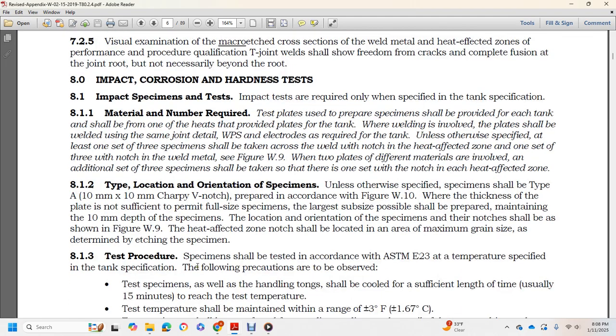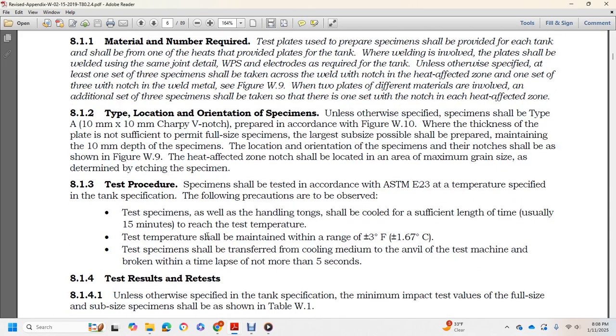Type, location, orientation of specimen. Unless otherwise specified, the specimen shall be the type of 10mm by 10mm Charpy V-notch prepared in accordance with Figure W10, where the thickness of the plate is not sufficient to permit a full-size specimen. The largest subsize possible should be prepared, maintaining the 10mm depth of the specimen, with the location and orientation of the specimen with the notches as shown in Figure W9. Heat affected zone notch shall be located in the areas of maximum grain size as determined by etching of the specimen. Testing procedure. Specimens should be tested in accordance with ASTM E23 at the temperature specified by the tank specification.